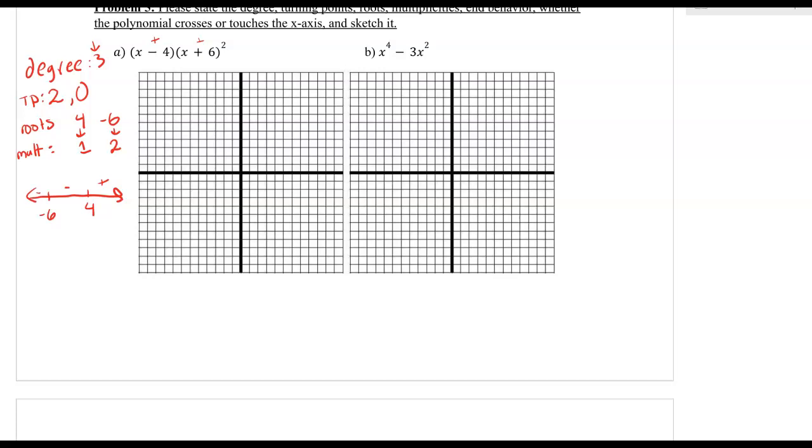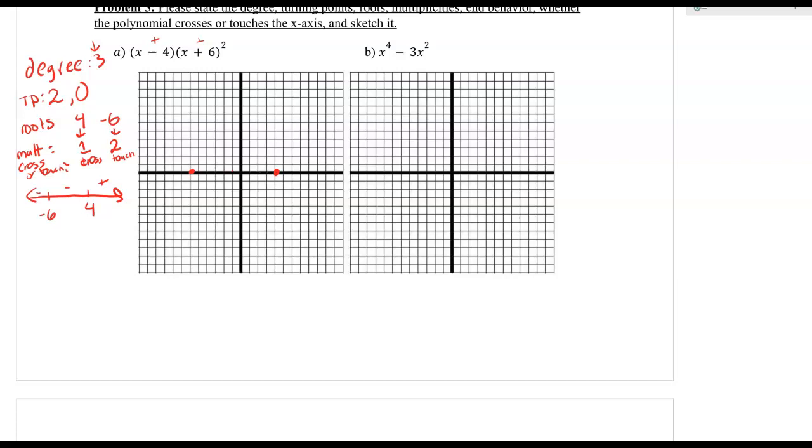So I should have my graph touching at negative 6 and crossing at 4. So I should cross at 4 and touch at negative 6. So 1, 2, 3, 4, 5, 6. Positive 4, 1, 2, 3, 4.